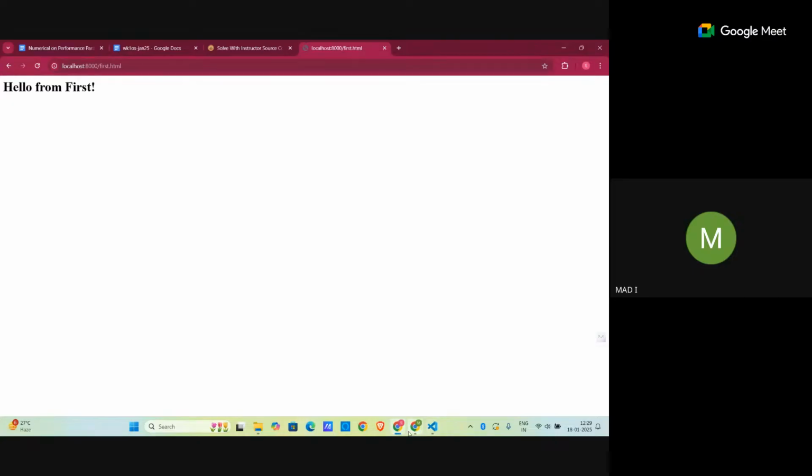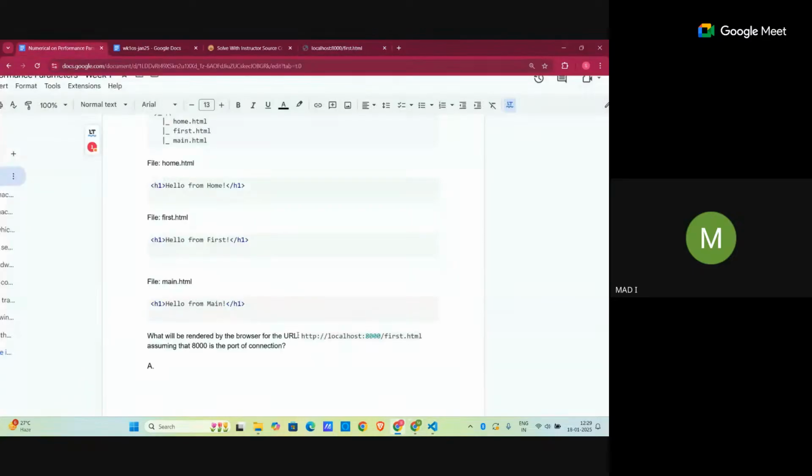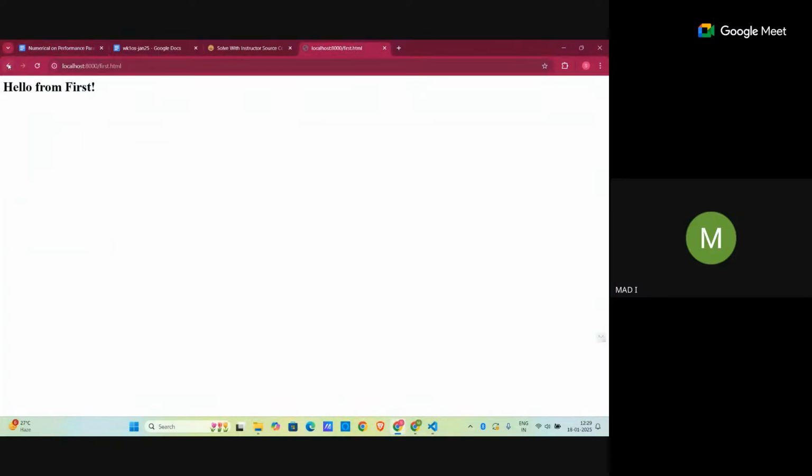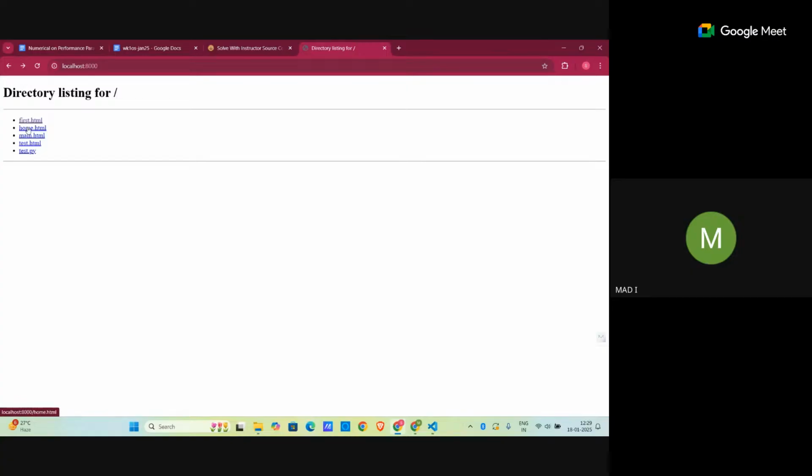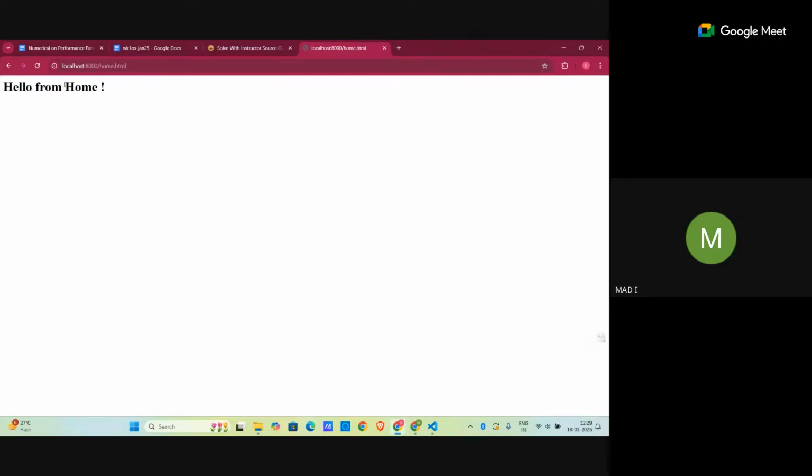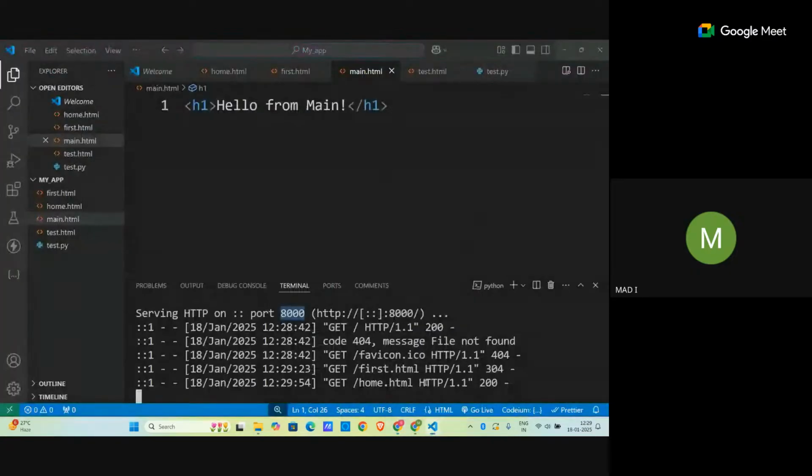So what was given in the question? For this address it was asked what will be rendered. So for this address it will render the first.html file. If you go back and click on this home.html, it will serve this file. Okay. Now suppose we have index.html.